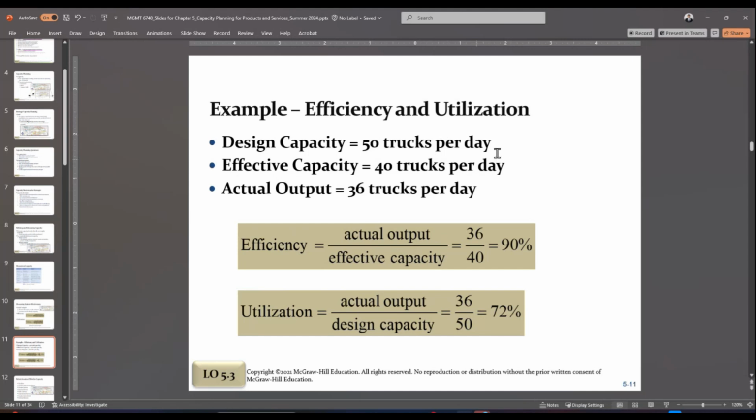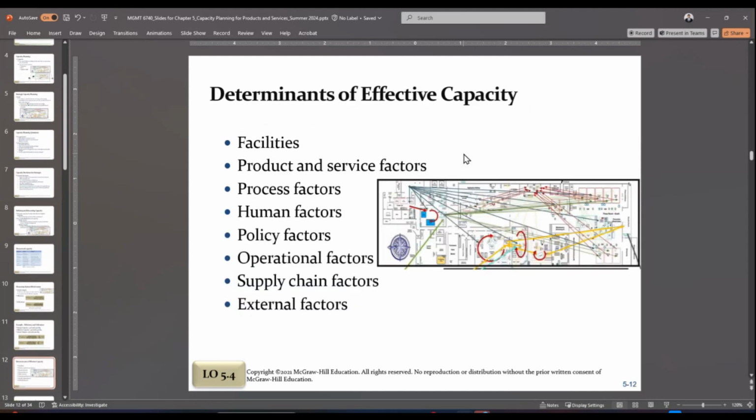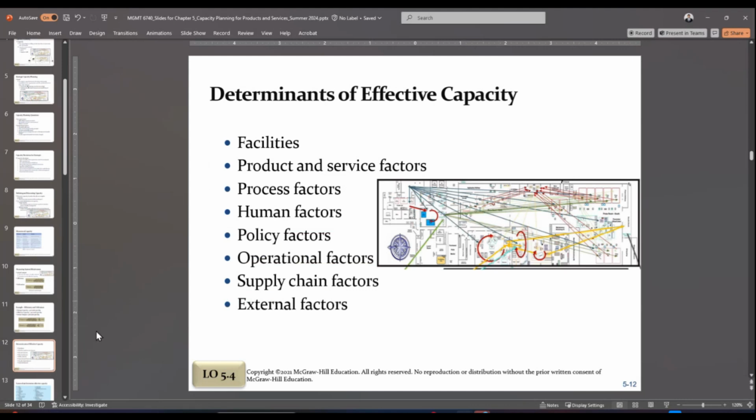The max capacity the service station or service garage could handle was 50. So it tells you it was only 72%. So yeah, this is how you will be using that formula. Some of the determinants, and I think the next slide has a better example. So I'll jump to the next slide.